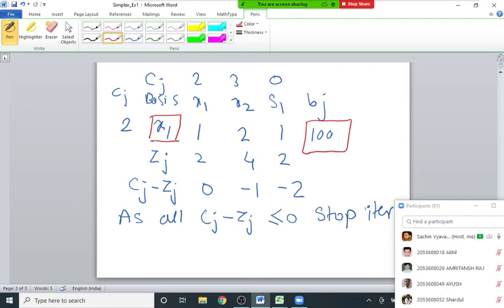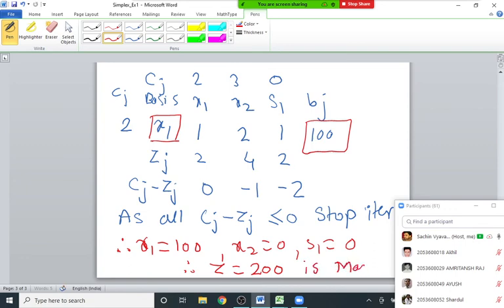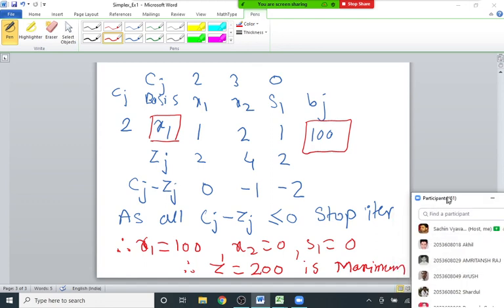So in this case, the basis variable is x1. Therefore, this x1 should be 100, because x1 takes the entire value of bj. And the non-basis variables are x2 and s1, so x2 is 0 and s1 is also 0. What is the value of z? Because z is 2x1 plus 3x2, z is 200. 200 is the maximum value of z. That is the end of the question here. This way you should finish in the exam.